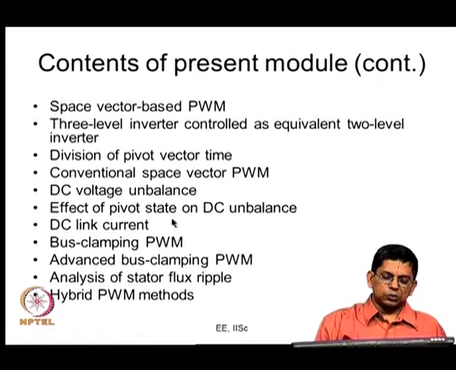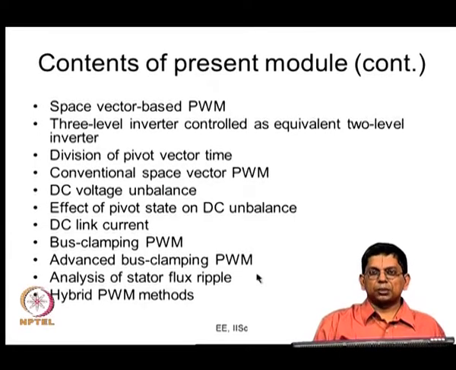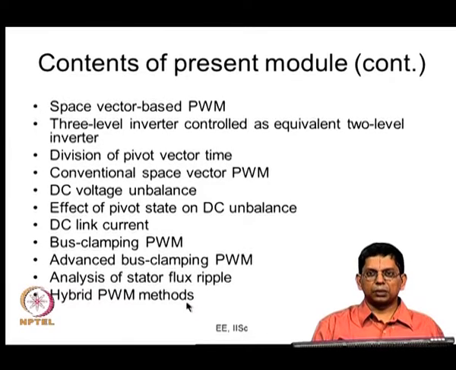And so, we will look at bus clamping PWM and all that from the space vector point of view, and importantly we would look at advanced bus clamping PWM. What we did for 2 level, we will see how that can be done for a 3 level inverter. We will also have some very preliminary discussions on how we can analyze the line current ripple using this idea of stator flux ripple, and how it is possible for us to design some hybrid PWM methods.